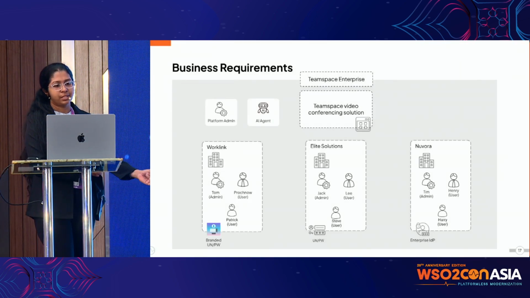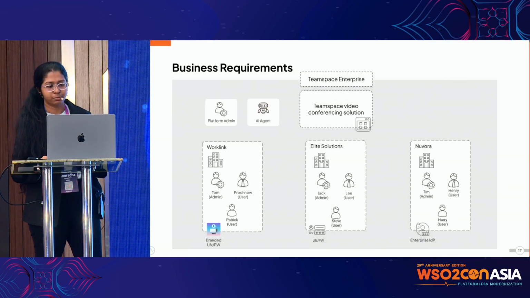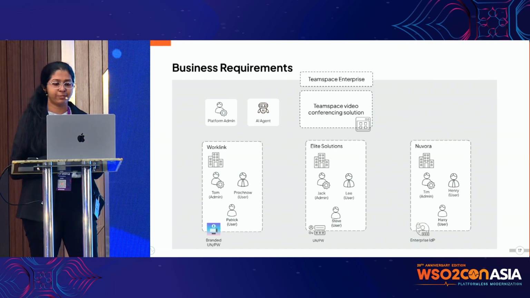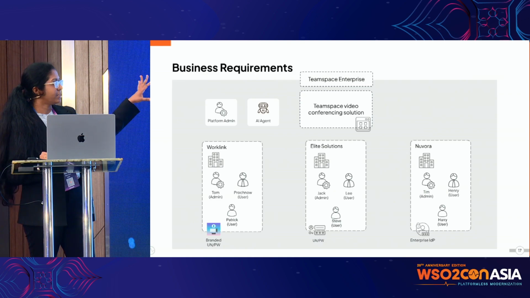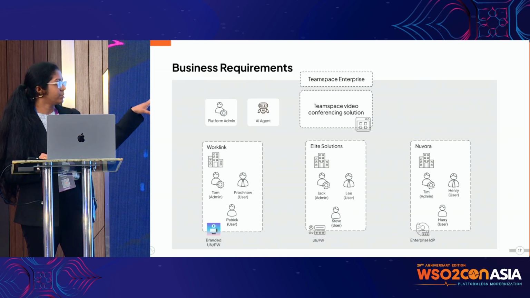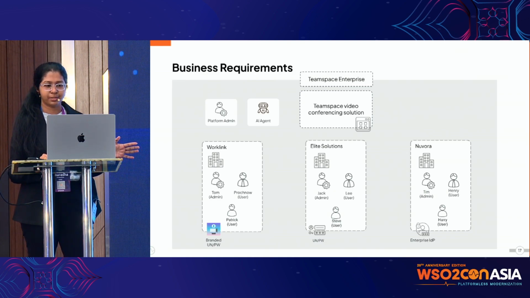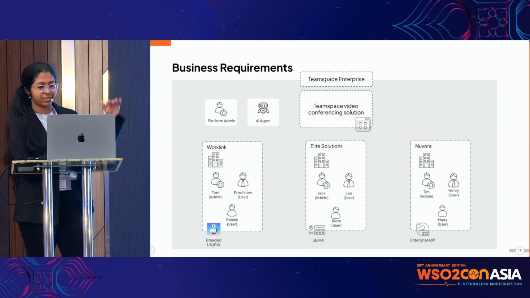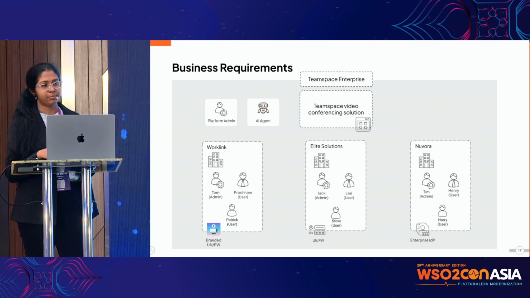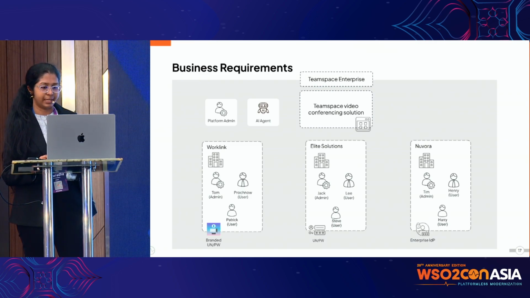So they have a set of business requirements to satisfy. The very first thing is, TeamSpace is an organization and WorkLink, Alight Solution, and Nora are a set of organizations. We need to model the relationship between these two, TeamSpace and the other set of organizations, in the identity platform as well. That is the first thing.